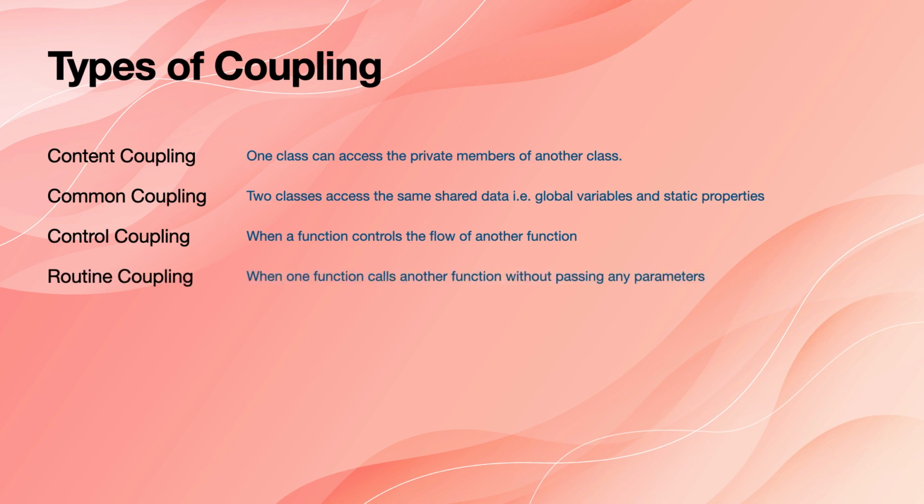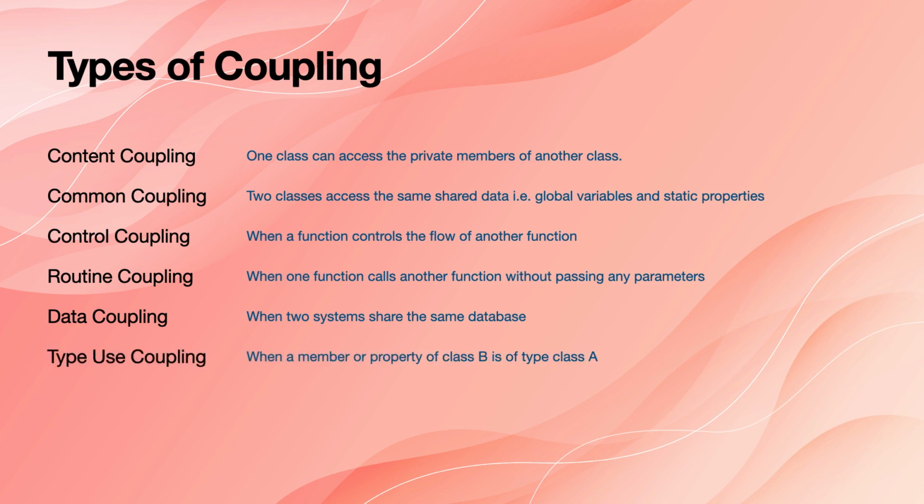Routine coupling is when a function calls another function without passing any parameters. This is very similar to common coupling when you don't pass any parameters, but instead two methods in one class are working on one shared private field, for example. Data coupling is when two systems or two components share the same database.